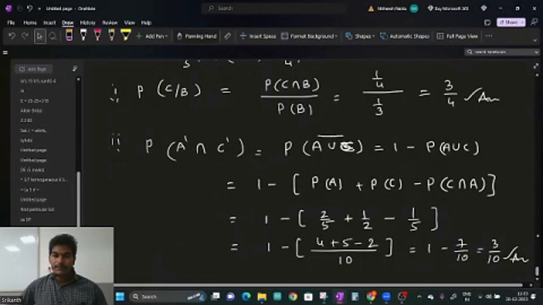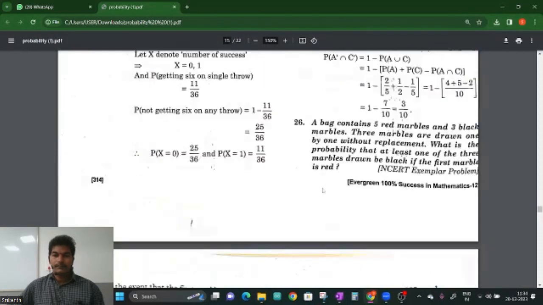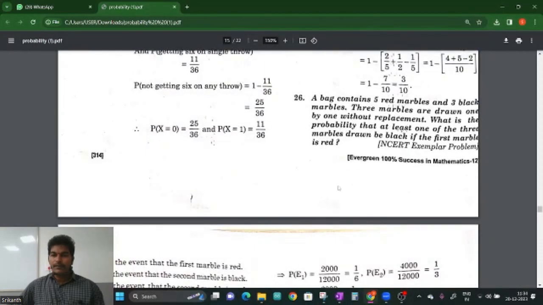3 marks questions. Next, copy 26. A bag contains 5 red marbles and 3 black marbles. 3 marbles are drawn one by one without replacement. What is the probability that at least one of the 3 marbles drawn be black if the first marble is red?